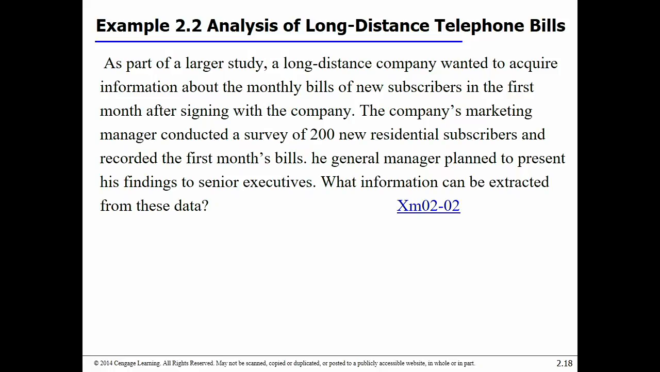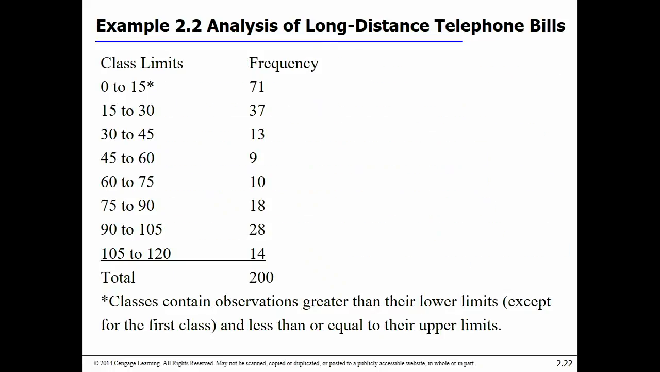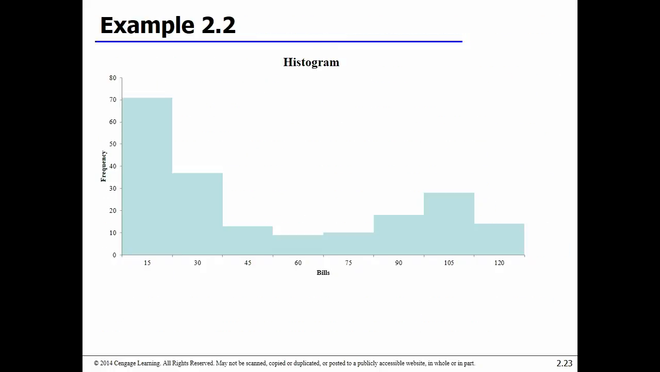What information can be extracted from these data? So we want to get this in a format like this. This is what a histogram looks like. A histogram kind of looks like what other chart that we've already worked with? Kind of looks like a bar chart, does it not? And like the bar chart, the height of the bar represents frequency.